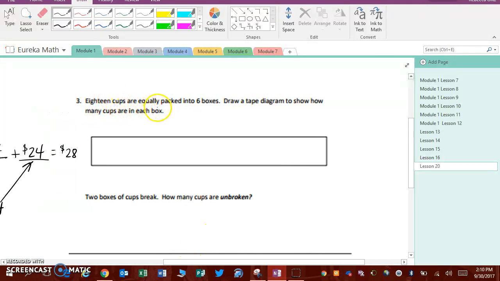18 cups are equally packed into 6 boxes. I'm going to write that number 18 up there so it doesn't confuse me later for my labeling. Draw a tape diagram to show how many cups are in each box.